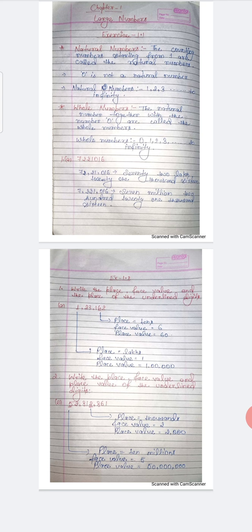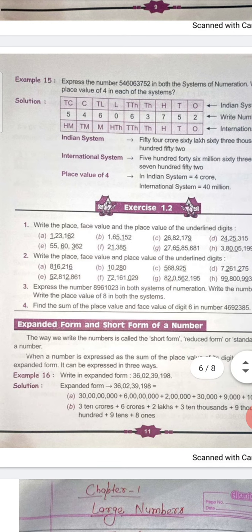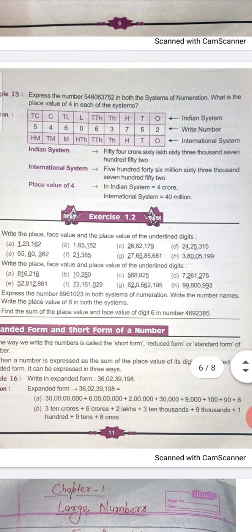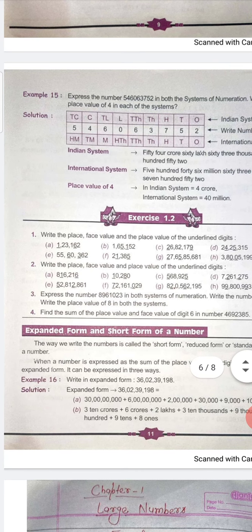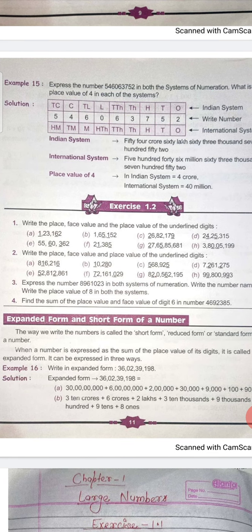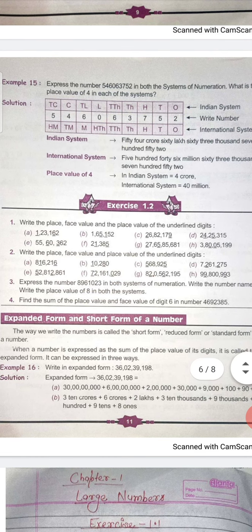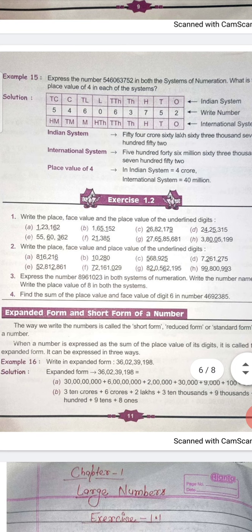Question number 3 and question number 4 you can solve on your own. In question number 3, express the number 89,61,023 in both systems of numeration. Write the number names, write the place value of 8 in both the systems. Question number 4, find the sum of place value and face value of digit 6 in number 46,92,385. Firstly, you have to find what is place value and what is face value of 6. Then after that you have to add.